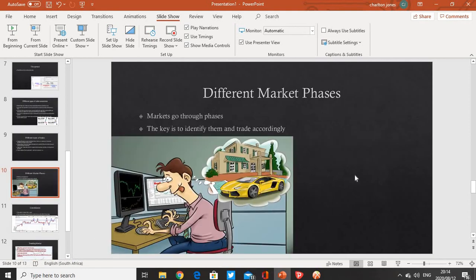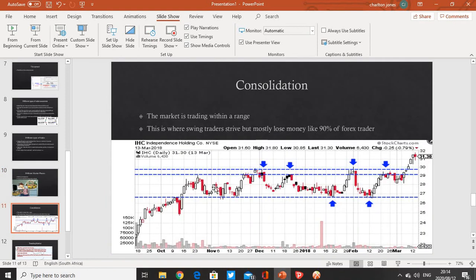Okay, you get different market phases. All markets go through phases. The key is to identify them and then trade accordingly to what phase you're in. So the first one you're going to be looking at is consolidation. Markets spend about 70% of time in consolidation. So the market is trading within a range. This is where swing traders thrive, but they mostly lose money, like 90% of traders.